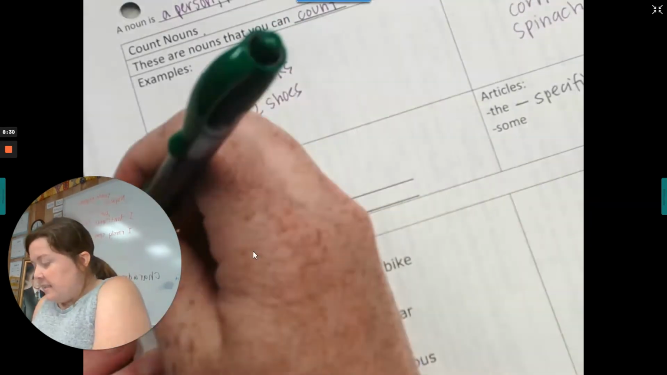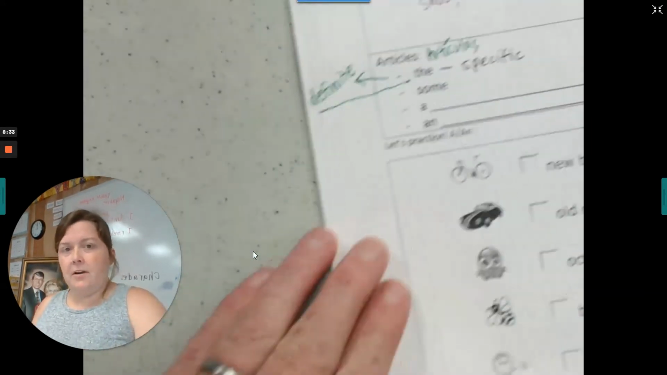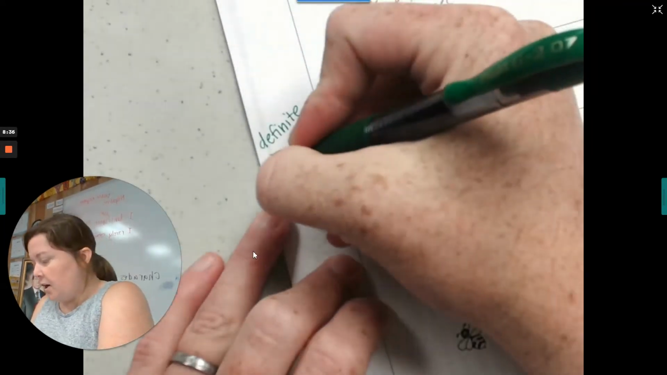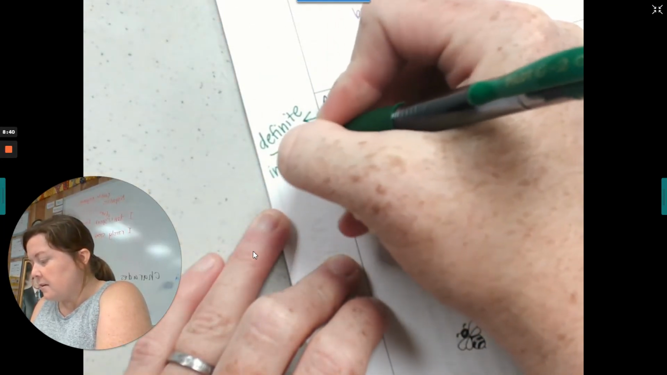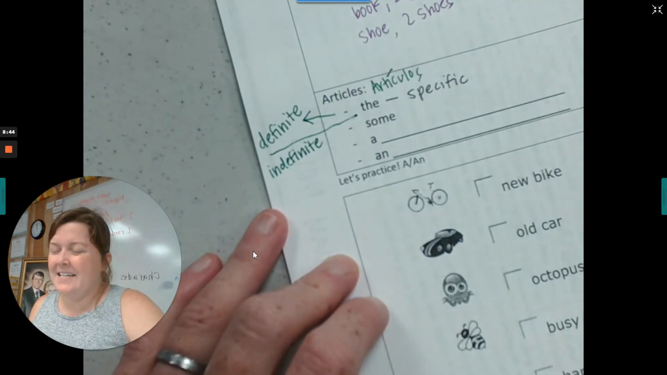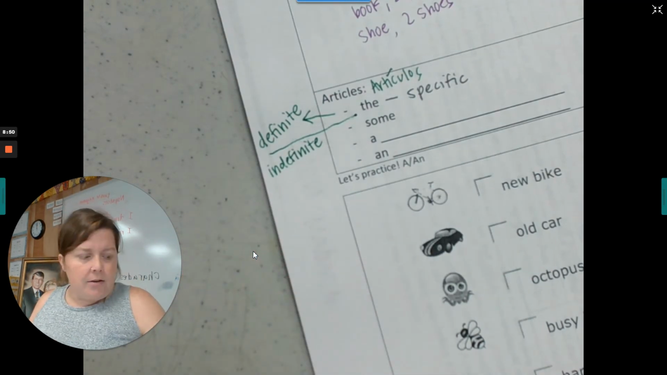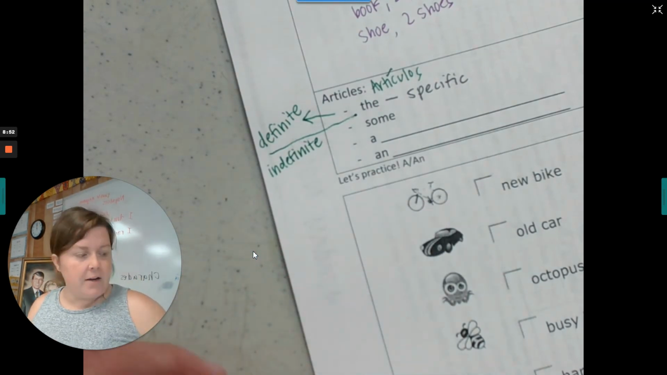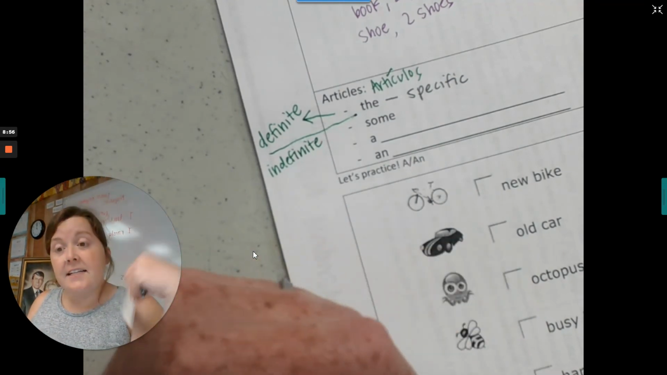The other kind of article we call indefinite, which means it's not definite. So you could just be talking about, okay, so look. Here's an onion. An onion is a count noun, right? So one onion, two onions, three onions.